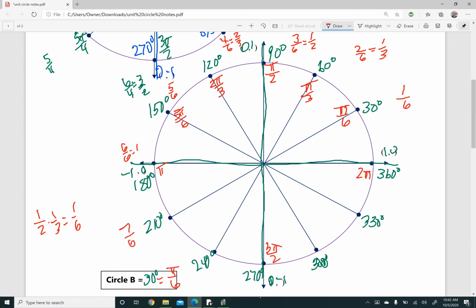This is 7/6, which is 7 pi over 6. This is 8/6, which is 4/3, or 4 pi over 3. This is 9/6, which is 3/2, which is what we have. This is 10/6, which is 5/3.